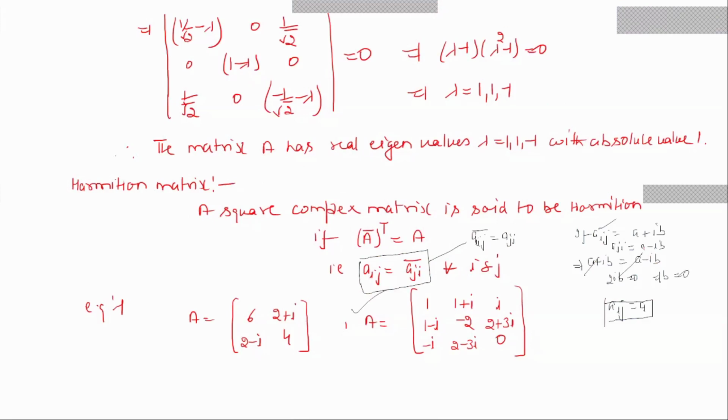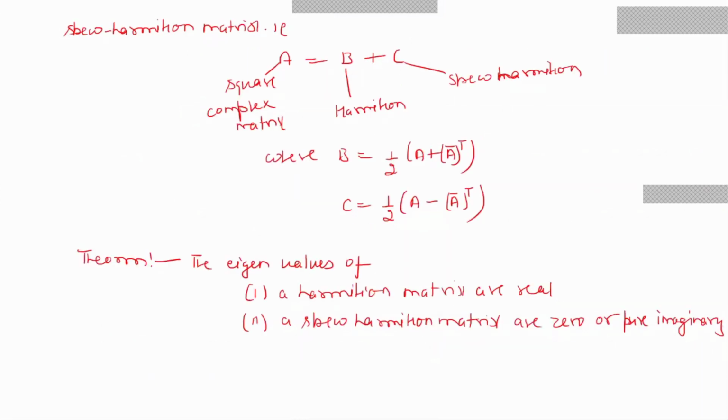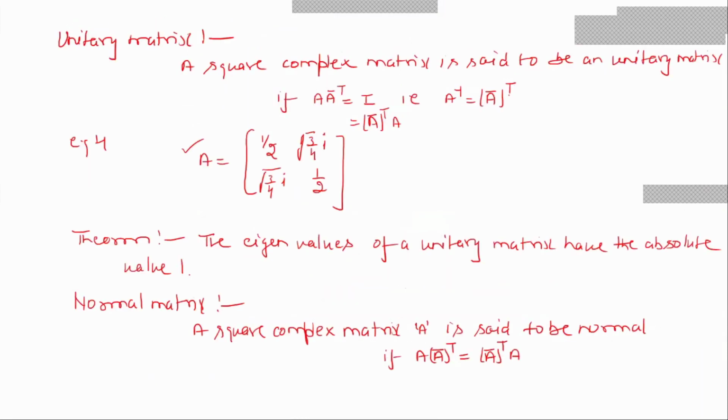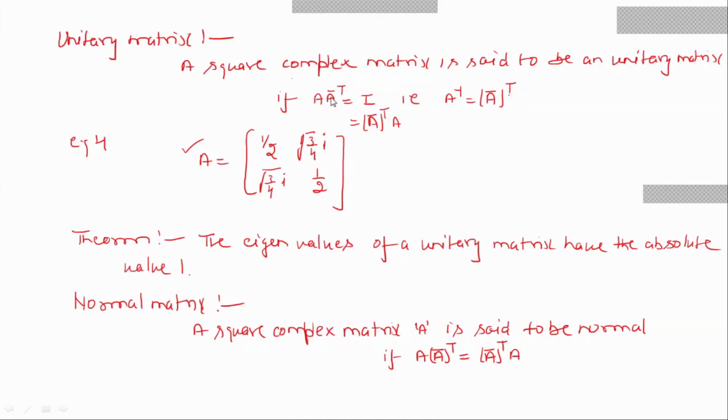If you calculate its eigenvalues, I hope you have done this, you will get that the eigenvalues are real in this case. Next is the unitary matrix. The unitary matrix is the extension of the orthogonal matrix from the real to the complex number system. A square complex matrix is said to be unitary if A into A conjugate transpose is equal to the identity matrix, that is, A inverse is equal to A conjugate transpose. It is also equal to A conjugate transpose into A.